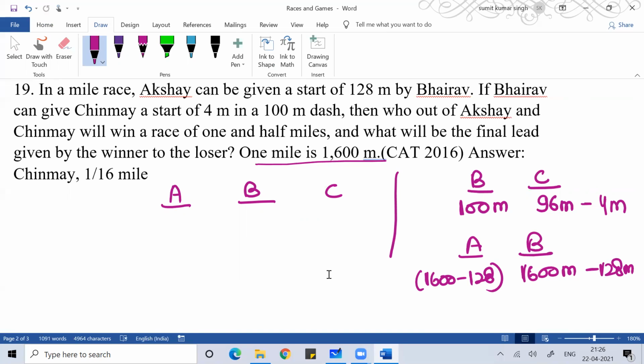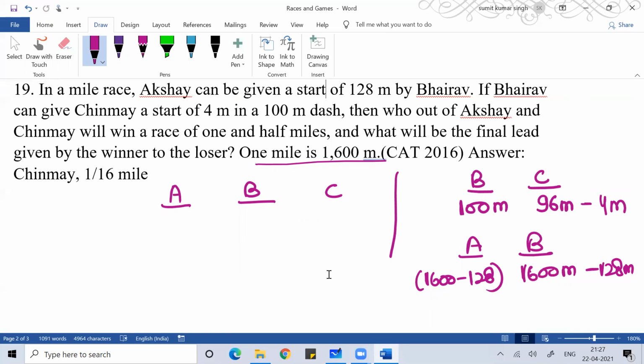So then what is given? Then who out of Akshay and Chinmay will win a race of 1.5 mile? 1.5 mile means 2,400 meter. Okay, so in 100 meter, you can understand.